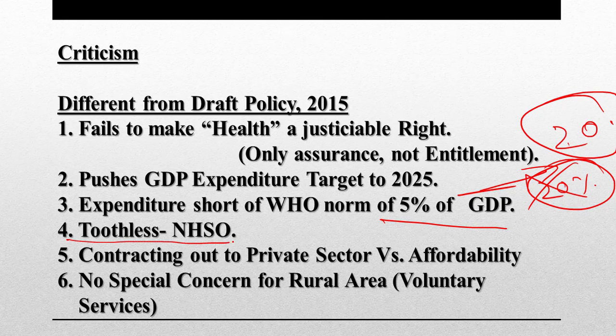The fourth point is the toothless National Health Standards Organization. We had discussed at the outset, in the first slide, that health is a state subject. Now this body is being created at the national level. So how would a body on a subject mentioned in the state list be able to ensure uniform standards across the length and breadth of the country, that is, across various states? It is said that under the policy, a State Health Standards Organization would also be created, but when there are no teeth to this organization, it is a toothless organization. How is it going to ensure this?